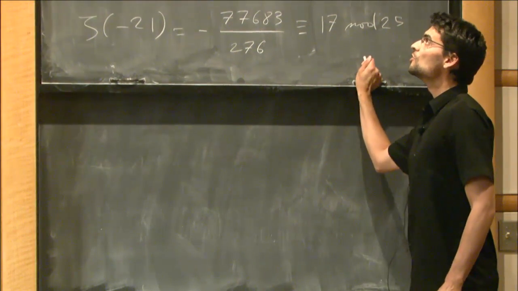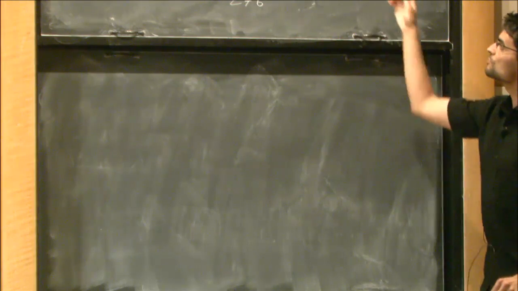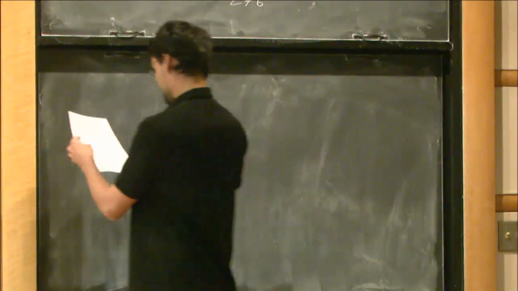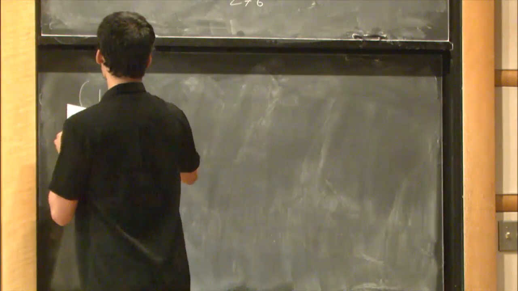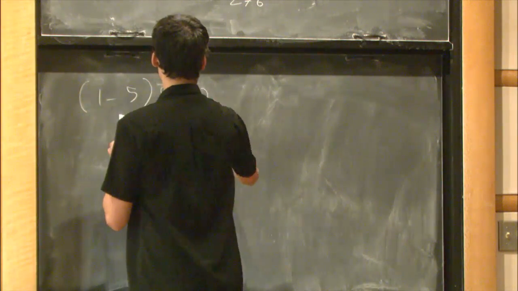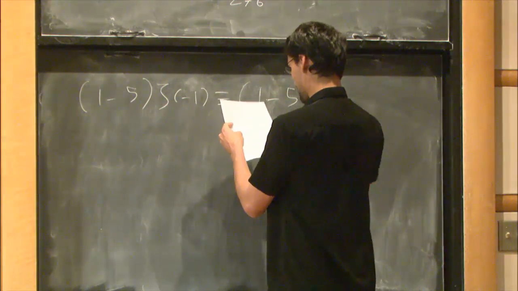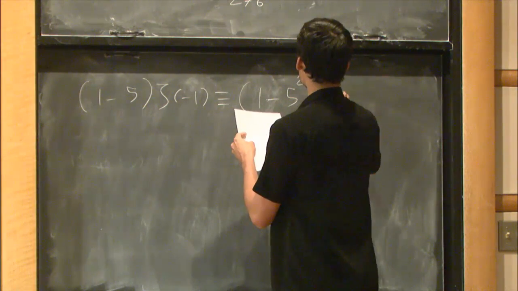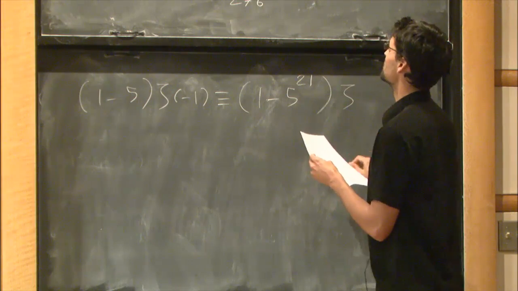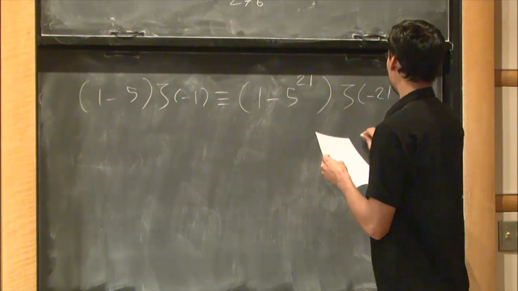Why not? Because what does hold, thanks to Kummer's congruence, is that there is a congruence if you multiply by the appropriate Euler factor. So in that case, it's 1 minus 5 on one side and 1 minus 5 to the power 21 on the other side. And then these are congruent.